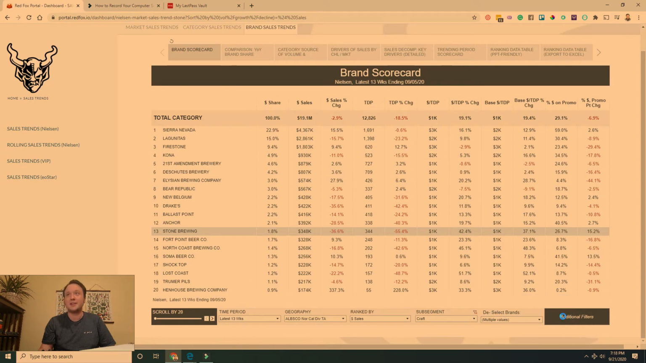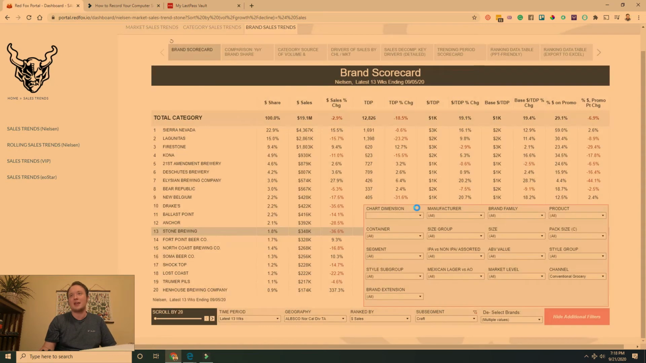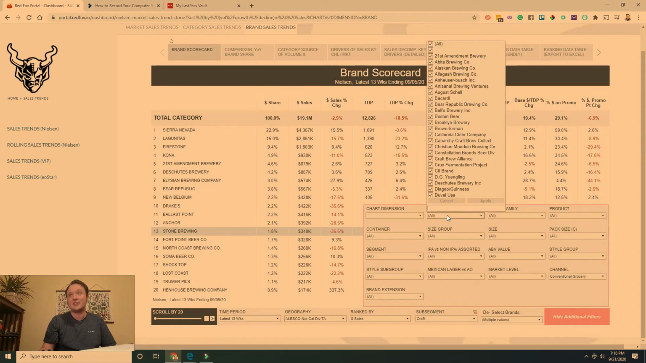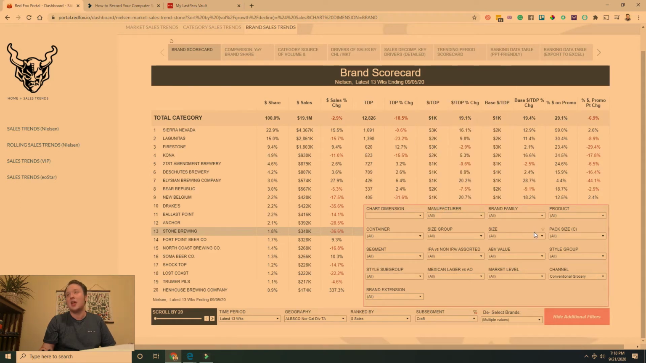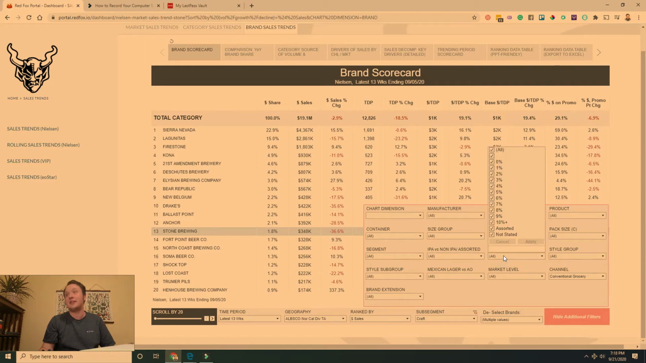Then I'm going to go to my additional filters here and pop that open, and I can play the filter game like a beast. Maybe I need to only look at Stone Brewing. I could do that from the manufacturer page. If I need to look at specific pack sizes because I'm only interested in 6-packs, maybe I have an initiative for low alcoholic beer, or I want the most alcoholic beer, I can play with those filters to get me those insights.